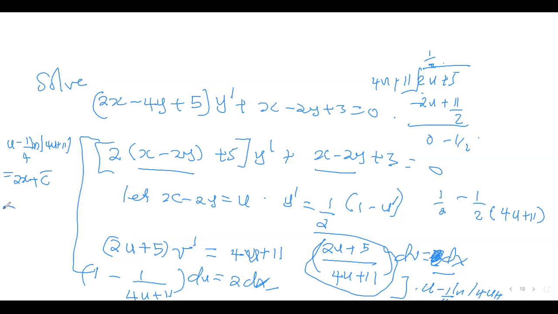And when you substitute back for u equal to x minus 2y, you'll find out that your solution will be 4x plus 8y plus ln of 4x minus 8y plus 11 equal to another constant, c. Okay, and this will be the solution.